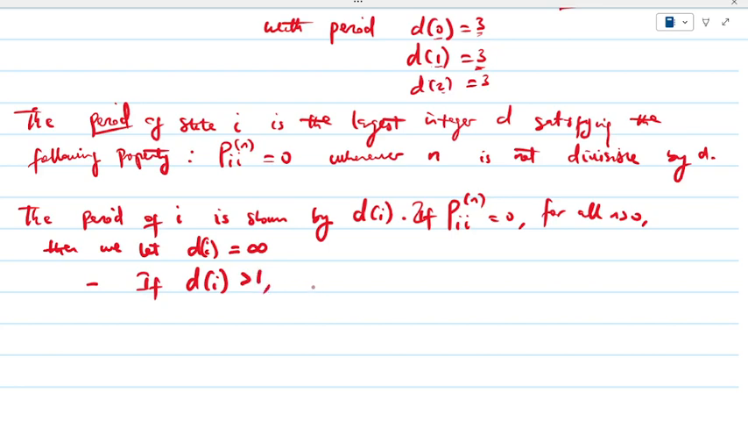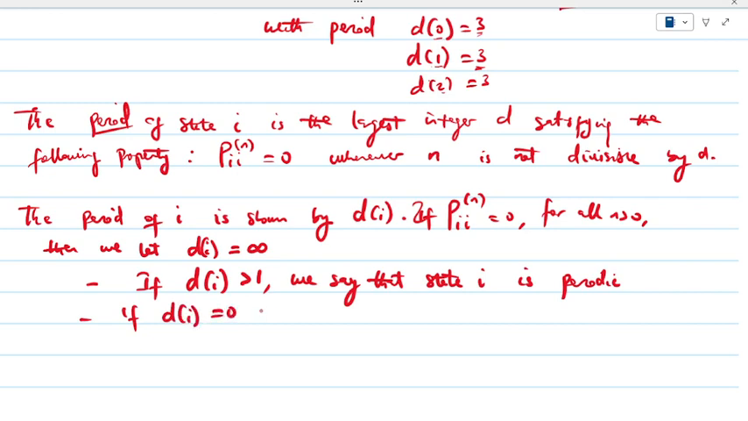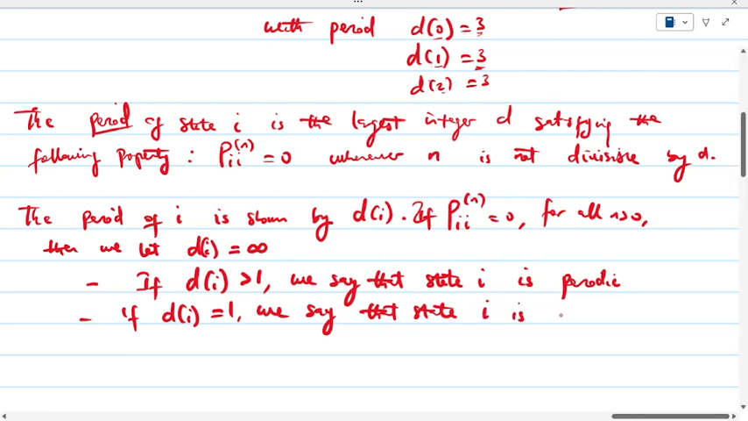than 1, then we say that the state i is periodic. And if your d_i is equal to 1, then we say that state i is aperiodic. So take note of those two concepts: periodic and aperiodic.